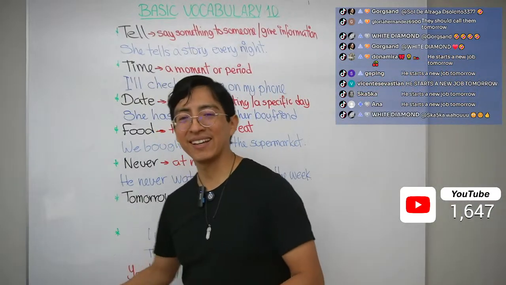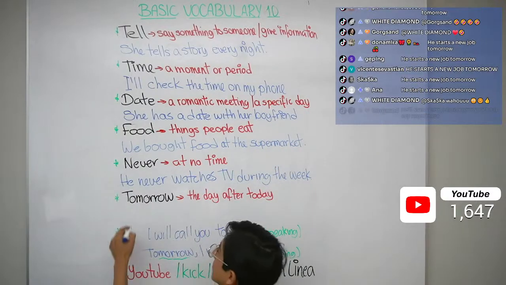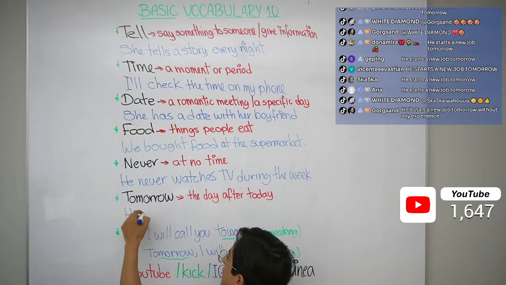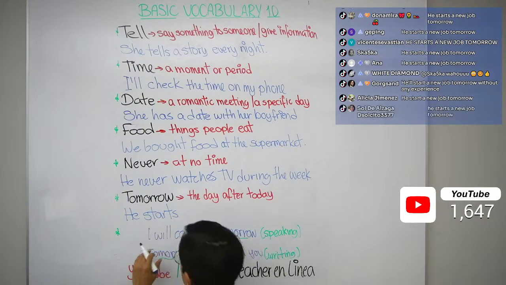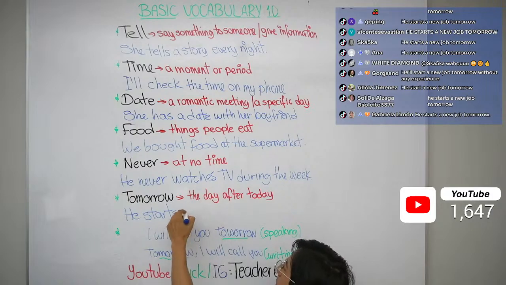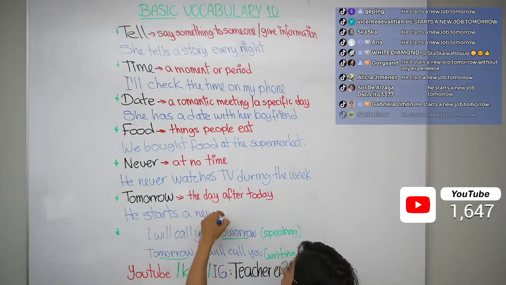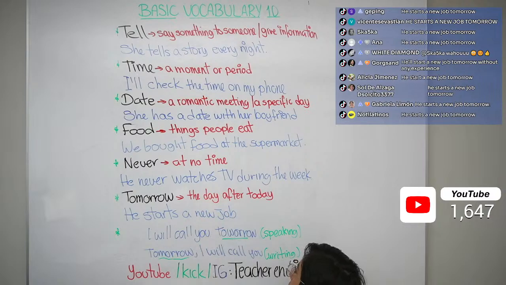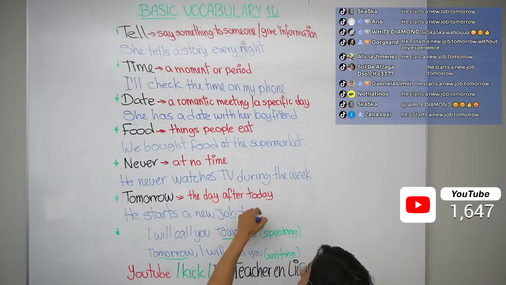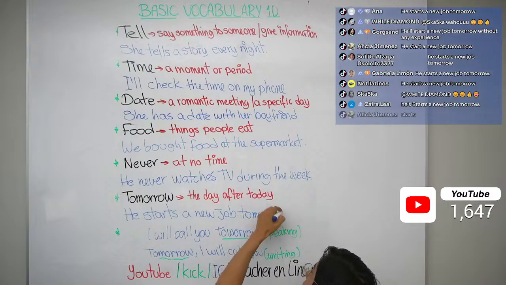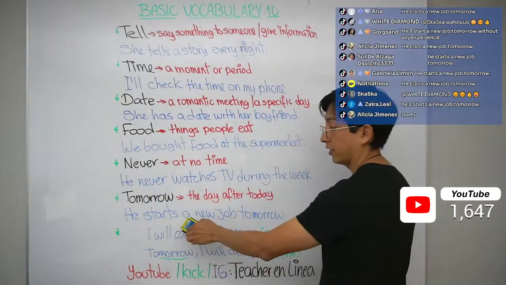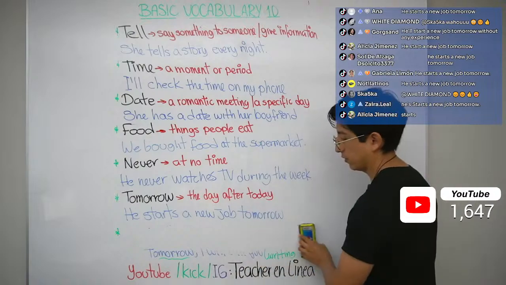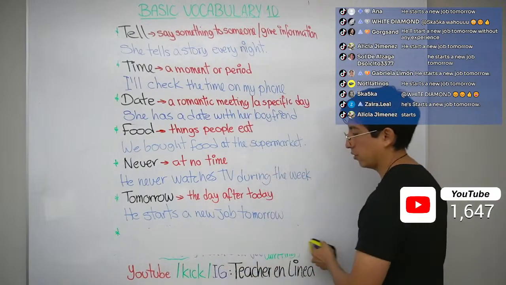Okay, let's write it down. He starts. Base form, okay? He starts a new job. He starts a new job tomorrow. Perfect. He starts. Yes, third person. He starts a new job tomorrow.